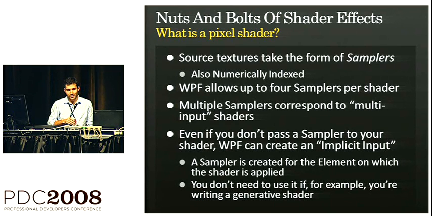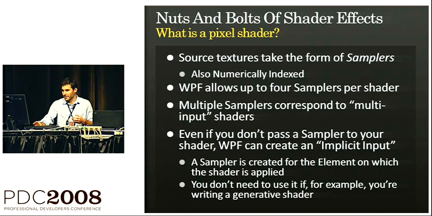So as far as samplers, they are basically how you read from a source texture. They're also numerically indexed. In WPF, we allow up to 4 source textures. So people will talk about multi-input shaders. That means a shader that's got multiple samplers. We call them multi-input. We have a notion of an implicit input, which is basically we will create a sampler for the element on which you're applying your effect, even without you having to do any extra work. It's just sort of created there for you, and you can use it if you want. You don't have to use it if you just have a generative shader that maybe is just taking input in the form of shader constant registers, and it doesn't need to read from a source texture.